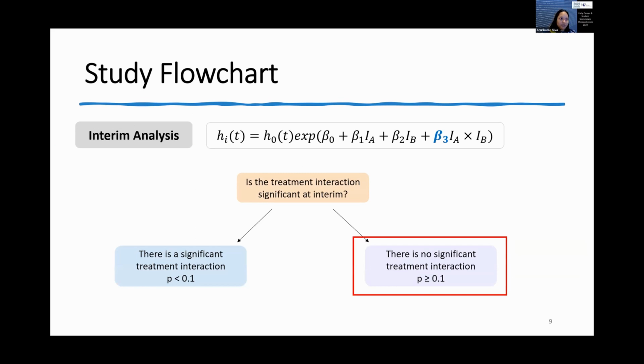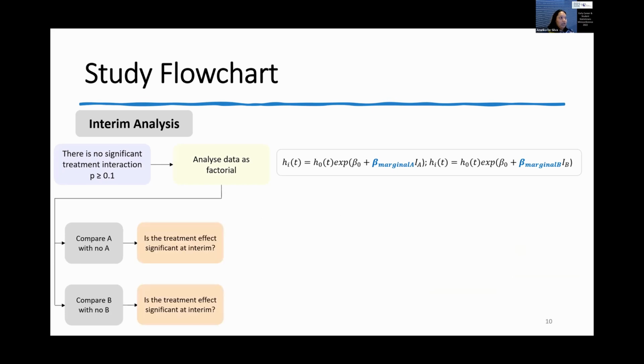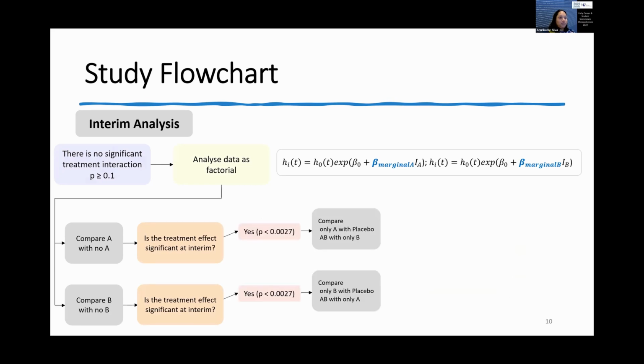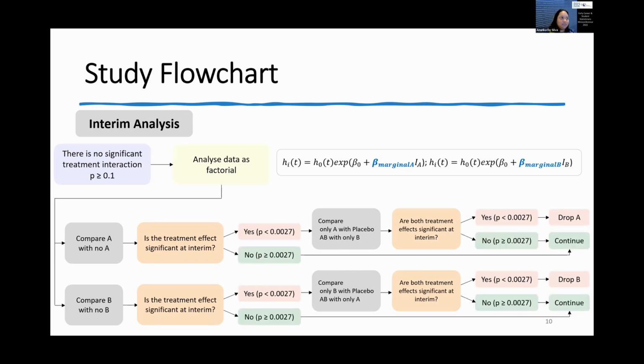Now, if there is no significant treatment interaction at interim, then we will analyze data as factorial. What this means is we will compare A with no A, or compare B with no B. Again, we will test whether the treatment effect is significant at interim using a threshold value based on our stopping rule, and if it's significant, then the comparison is further stratified by the other treatment group. For example, we'll compare only A with placebo, and the combination AB with only B. If both treatment effects are significant, using the same threshold value, we'll drop that particular arm. If not, we will continue with that.